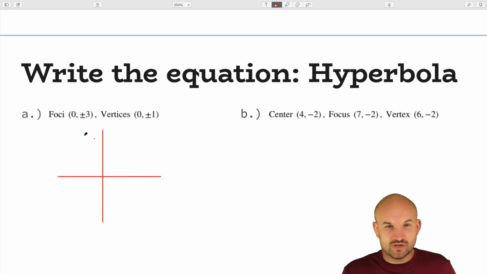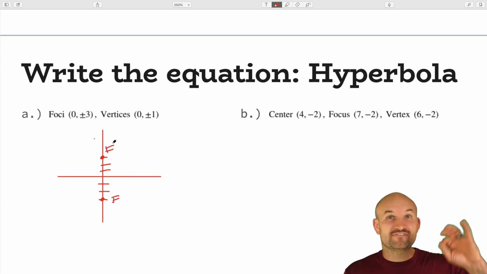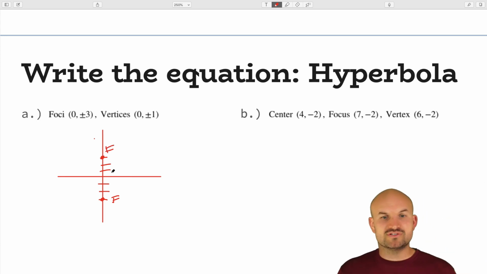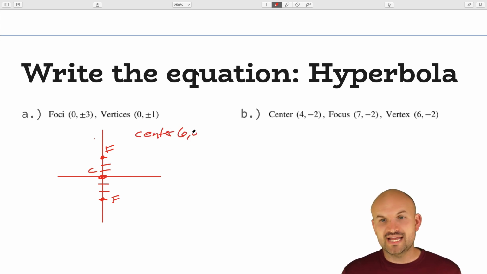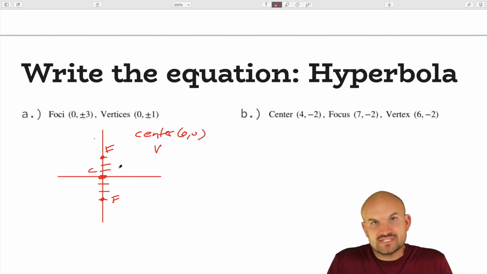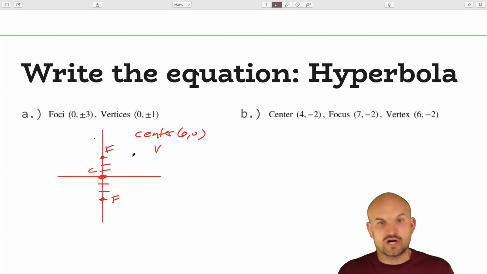All right, so we have 0 plus or minus 3. So over 0, so up 3, down 3. Okay, so there's my vertex, there's my foci. Now already from this point, once I have my 2 foci, I know that this is going to be my center. So I'm going to know I have a center at 0, 0. And I know I'm going to have a vertical transverse axis, right? Because you can obviously see that the foci lie on the transverse axis and those are vertical.